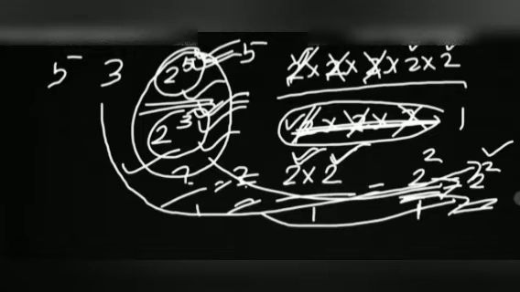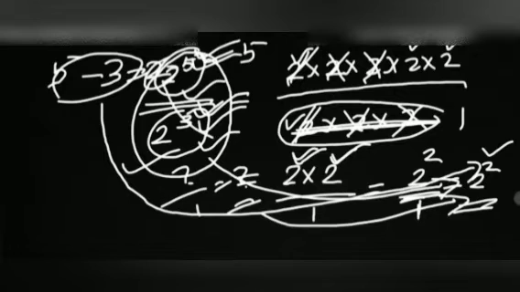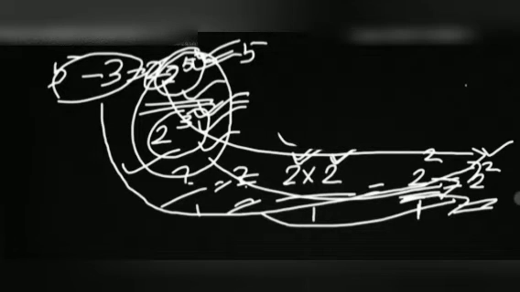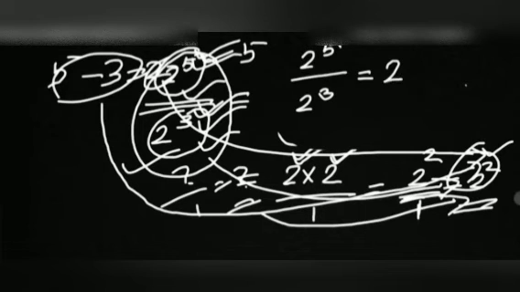5 minus 3 is equal to 2, isn't it? So, listen carefully. We found that 2 raised to 5 by 2 raised to 3 is equal to 2 raised to 2.